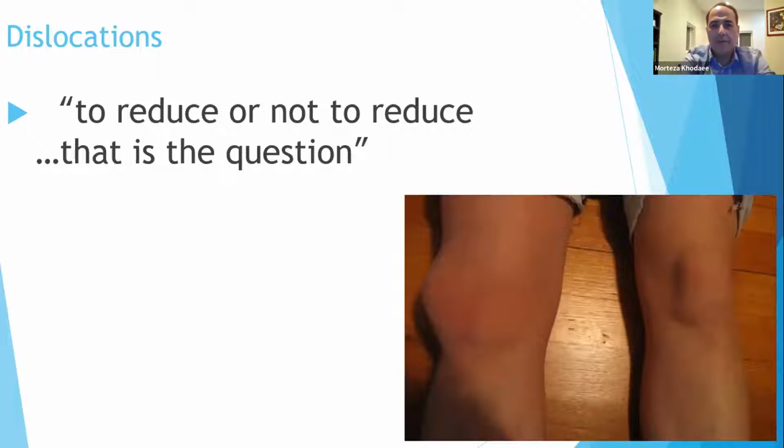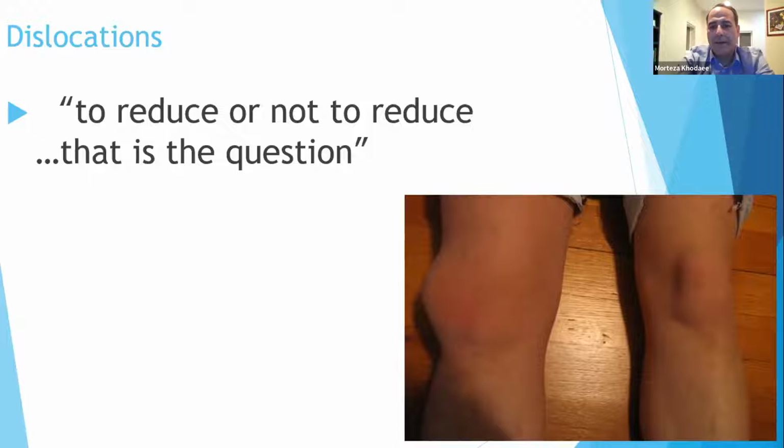So, reduction or not reduction on the sideline. This is a patient of mine, a friend, who called me and said, oh, I think something happened to my knee. I just went there and I saw that. Okay, so obviously you can just see the right kneecap, right patella, is dislocated laterally. So the question is, should you reduce it or not?